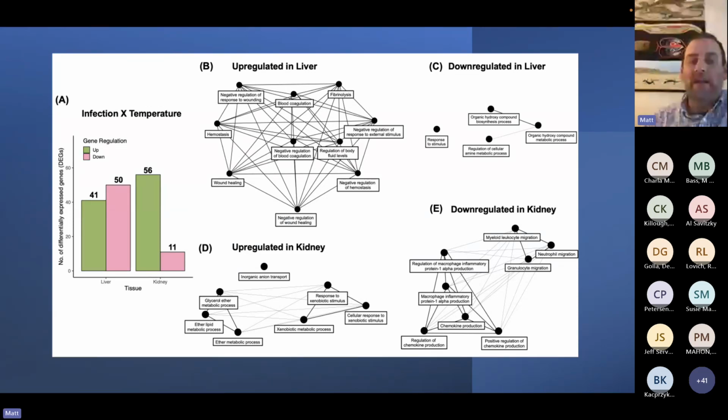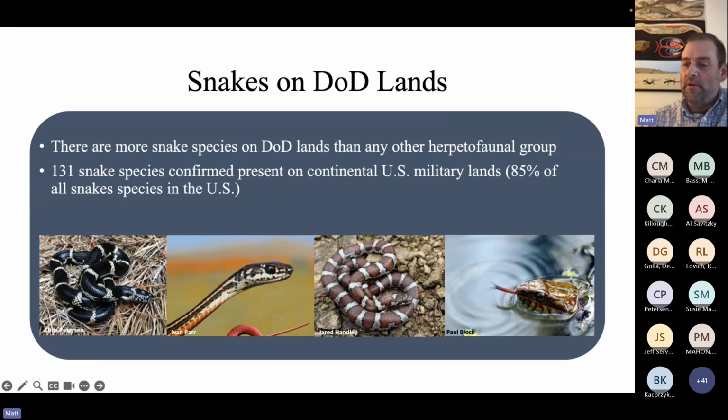But what it turns out is that even in the skin lesions, these animals are upregulating and downregulating genes in their liver and kidney that indicate that these guys are having complete organ shutdown, with kidney and liver failure, with snake fungal disease. So anyway, that's why we care. That's some of the current state of the literature. Now I'm going to pass it off to Chris to kind of talk about this project and the scope of snakes on DoD lands. All right, Chris, take it away.